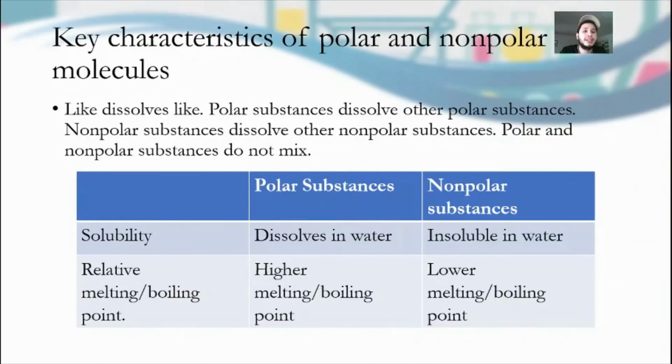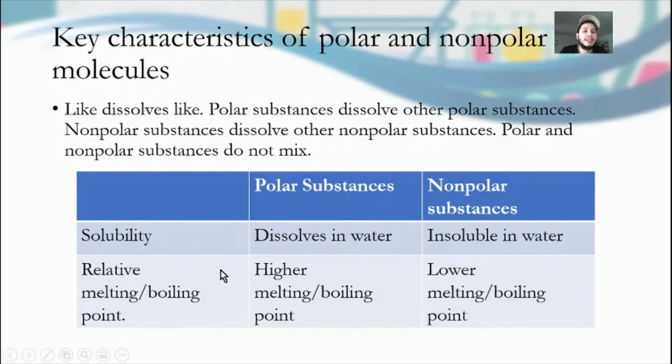And this is the last slide, and these are key characteristics of polar and nonpolar molecules. The biggest reason why we talk about polarity is because we want to know what's able to dissolve in water or not. Remember the concept like dissolves like. Polar substances dissolve other polar substances. Nonpolar substances dissolve other nonpolar substances. And when you mix polar and nonpolar substances, they do not mix. Because water is a polar substance, polar substances are able to dissolve in water, but nonpolar substances are insoluble in water. So, for example, nonpolar substances are generally like vegetable oil. Vegetable oil is a nonpolar substance, and I know that because it doesn't mix with water, and I know that water is a polar molecule.